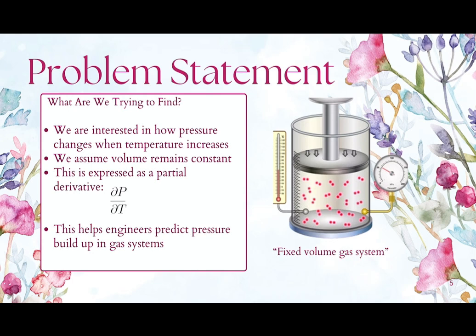So here is what we are solving. If temperature increases in a sealed gas system, how quickly does the pressure rise? That's what partial P over partial T tells us, and knowing this will help engineer control pressure and avoid system failure.